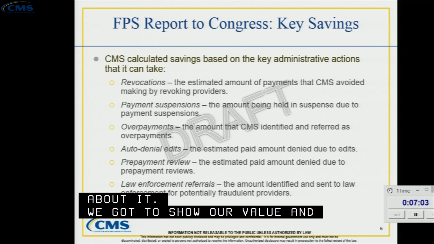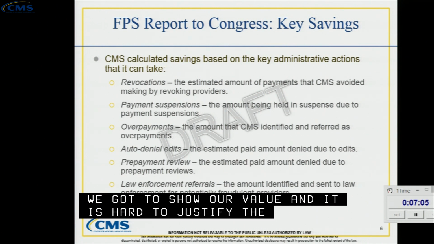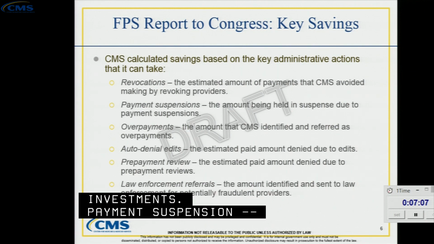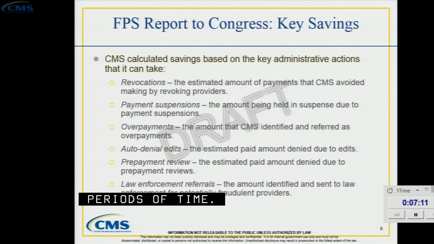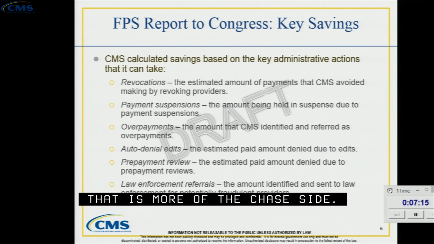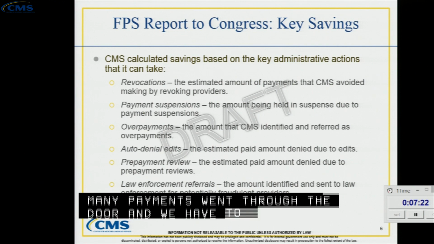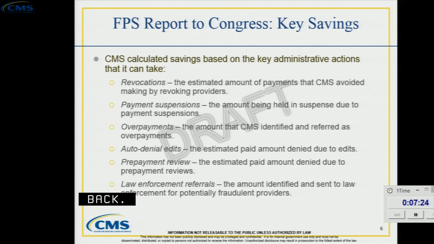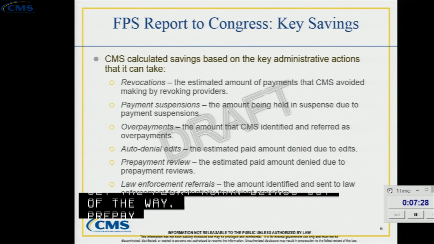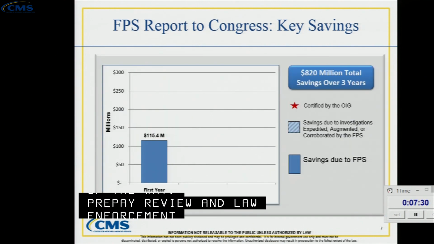Payment suspension, so that's where we can suspend money for periods of time. Overpayments that are recovered, that's more of the chase side, right? So we identify what kind of overpayments already went out the door and try to pull those back. Auto denial edits, so this is where we get the pesky human beings out of the way and say, okay, we're just going to stop this claim. Prepay review and law enforcement referrals for more criminal activity.